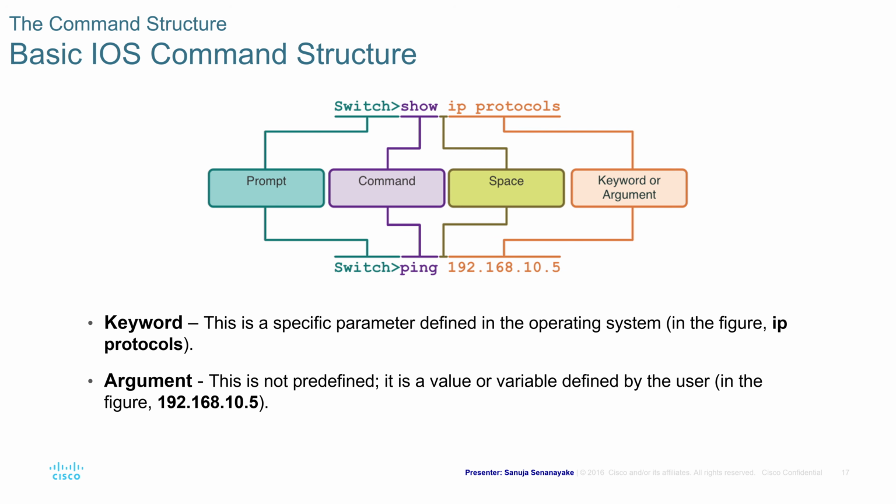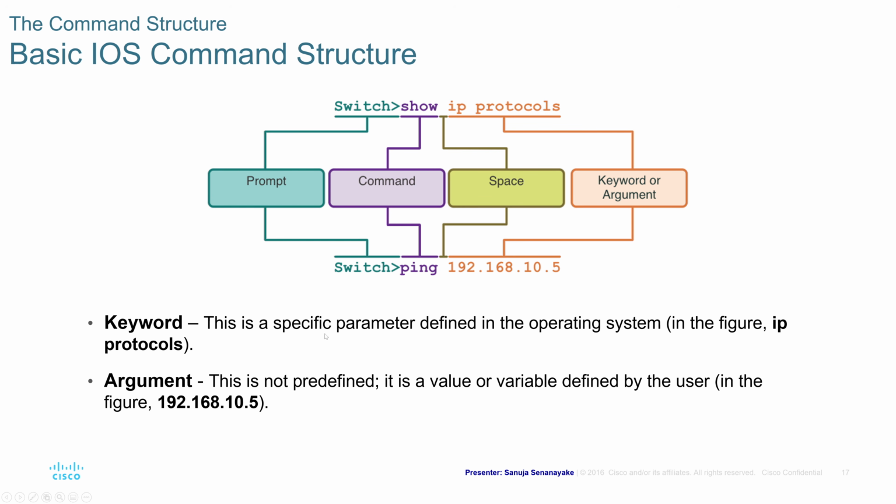But it doesn't mean you can enter whatever you want. There are some restrictions on what kind of variables can be defined in the argument. For example, if I went show IP and then entered my name here, Sanuja, for example, it's going to give you an error, obviously. The Cisco device doesn't know 192.168.10.5 until you enter it. But the device does know what a ping is, for example. The device does know what show is, for example.